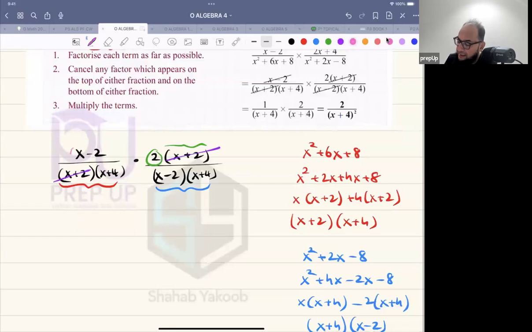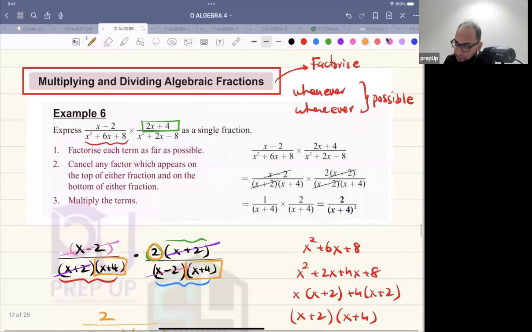Secondly, I'll cancel x minus 2 and x minus 2. So what am I left with? All the colors are used, so let me choose orange. I'm left with x plus 4, and I'm left with a 2. So this is 2 over x plus 4, x plus 4. Since it's the same bracket, I'm writing it as 2 over x plus 4 whole square. That is the working for this one.